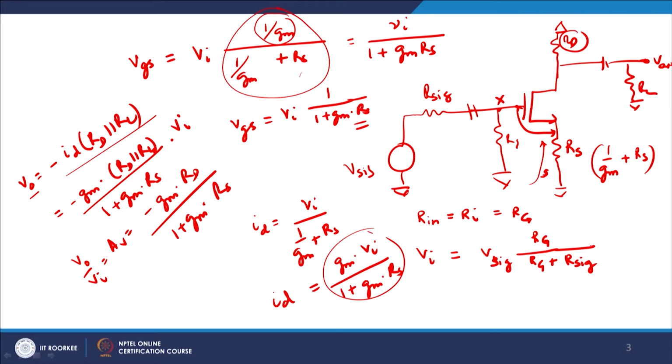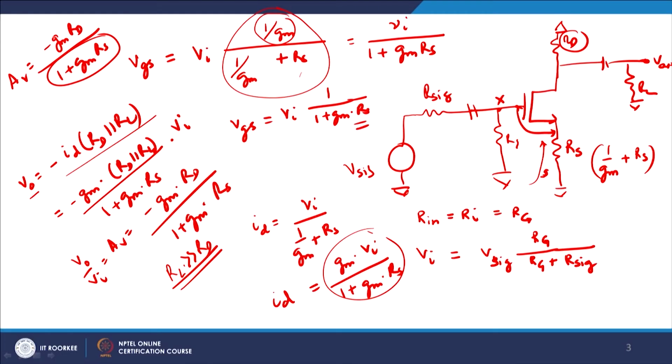If you look at the overall resistance, assuming that your RL is much larger as compared to RD, which is true also, I get the overall gain AV equal to minus Gm RD upon 1 plus Gm Rs. If you look very carefully, you will see that the presence of Rs actually lowers the gain, because as you increase the value of Rs, the denominator increases, and as a result your gain starts to fall down.